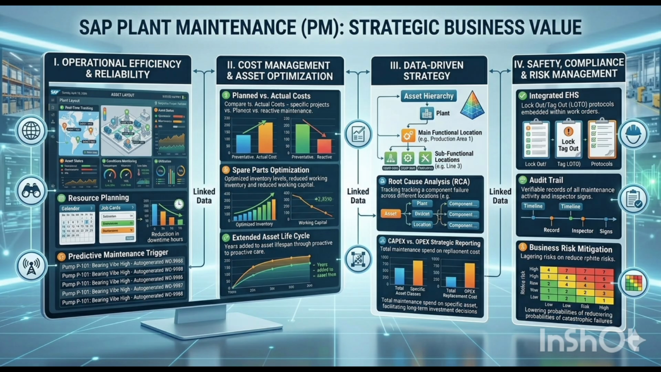The business risk mitigation chart shows how the system helps lower the probability of catastrophic failures. Overall, it positions SAP PM not just as a tool for fixing machines, but as a strategic asset for financial and operational excellence. By leveraging these 4 pillars, effective managers can transform maintenance from a cost center into a value-driven department that actively contributes to the company's bottom line and long-term sustainability.